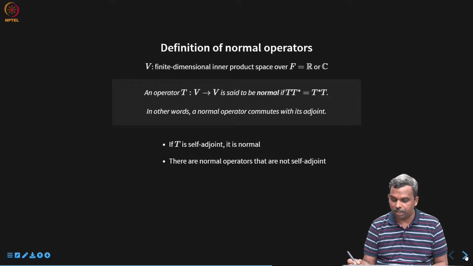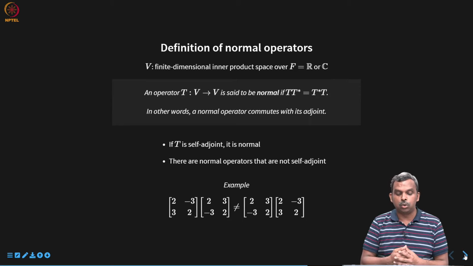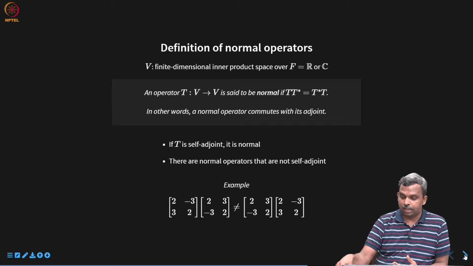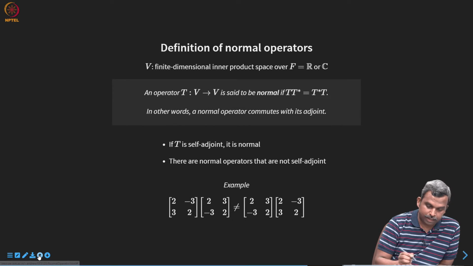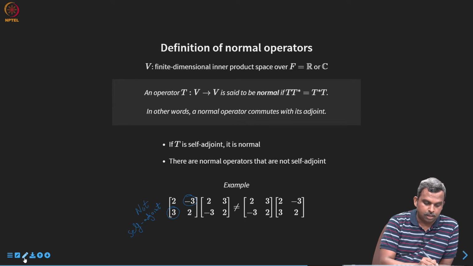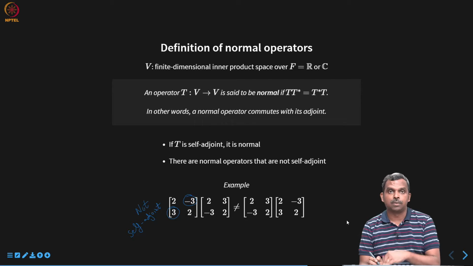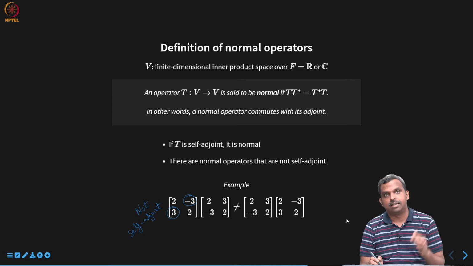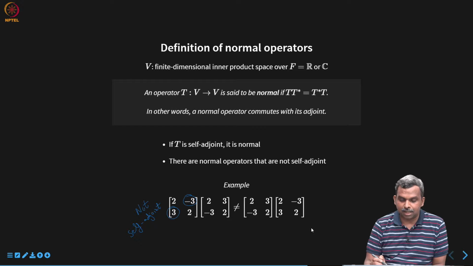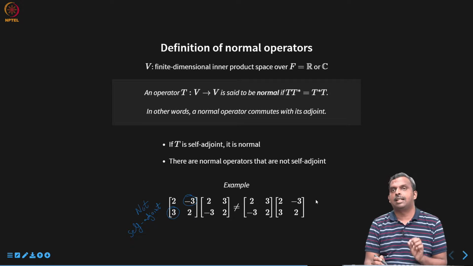Okay, so we can come up with a very quick example. Here's an example, this is in your book as well. The matrix with rows 2, minus 3 and 3, 2. Clearly it's not self-adjoint, right? It's not very difficult to see that these two are not the same, so it's not self-adjoint. But it is clearly normal. You can check with the product with the transpose, either on the right or the left, you get the same answer. So this ends up being an example of a normal operator which is not self-adjoint. So normal operators are a strict generalization.